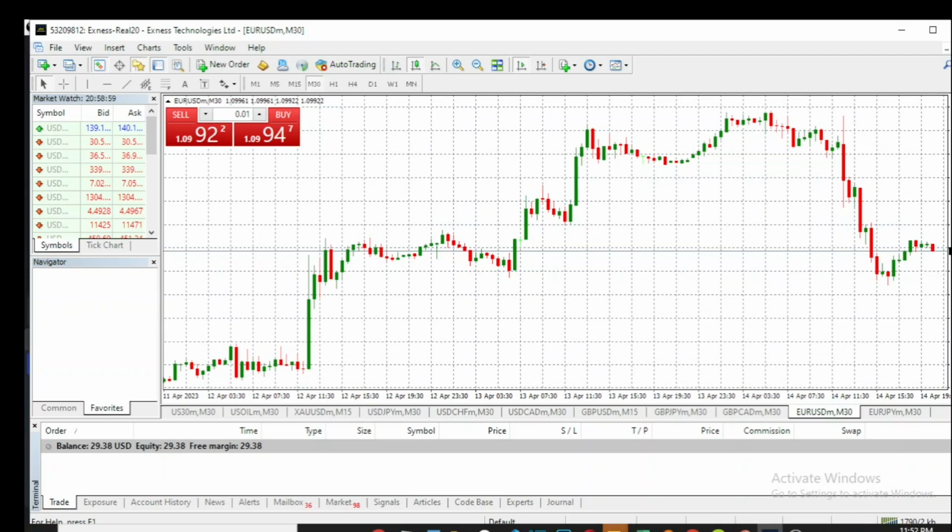So a pip is the fourth decimal place here. Take 1.0992 here. You cannot just trade to get just 0.0002. It's too small. So for you to trade on a bigger chunk, bigger units, you need to buy in lots. You buy in lots, or if you have to sell, you sell in lots, so that the trading makes sense.